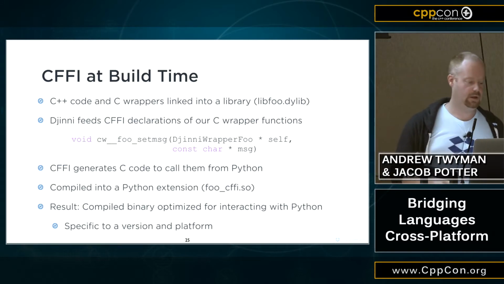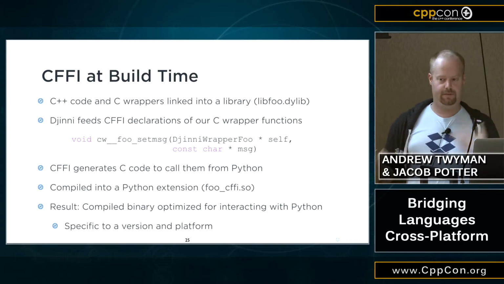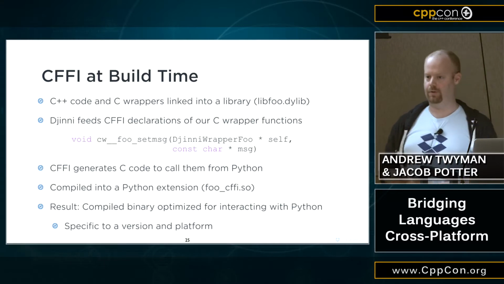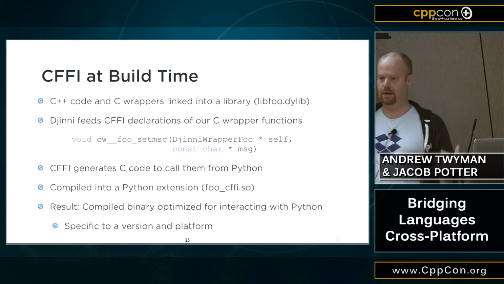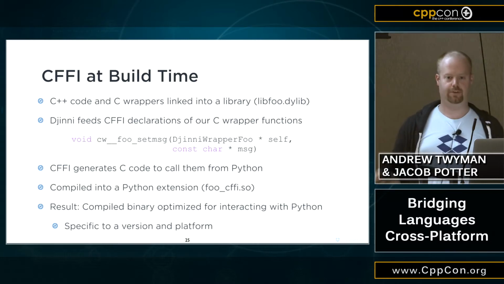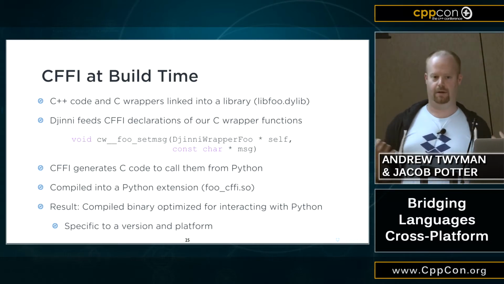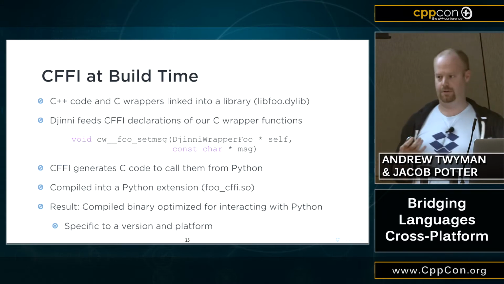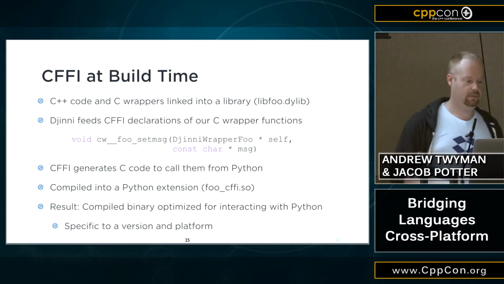And all of this is done in a way that is specific to the platform on which you're running the build. So if you want to do both Python 2 and 3, you can use the same code, but you should run these build steps separately, generate two different extensions that you would load in a Python 2 or a Python 3 interpreter.